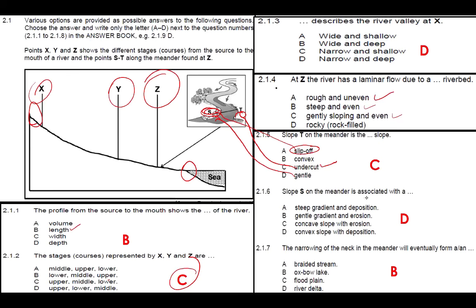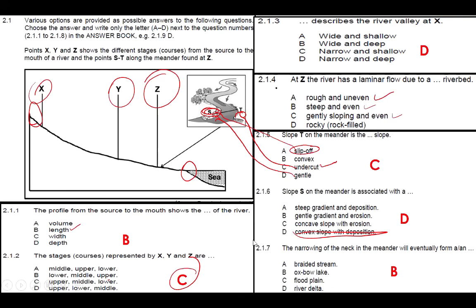Slope S on the meander is associated with what? Is it associated with the steep gradient and deposition, gentle gradient and erosion, concave slope with erosion, or convex slope with deposition? So here it will be convex slope with deposition.